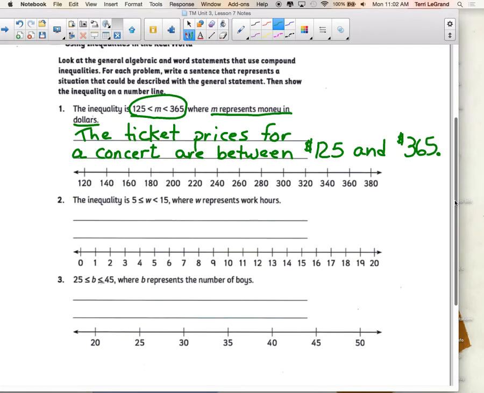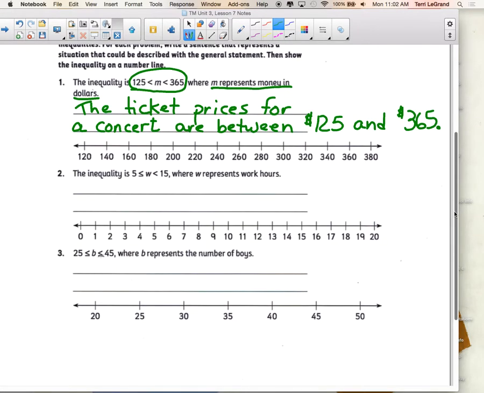Well, what would the ticket prices look like then? Well, 125, is that represented down here in the labeling? Oh, what's this? What is this number line going by? In other words, between labels, how many dollars are represented? Kaden? 10. No, there's more than 10.